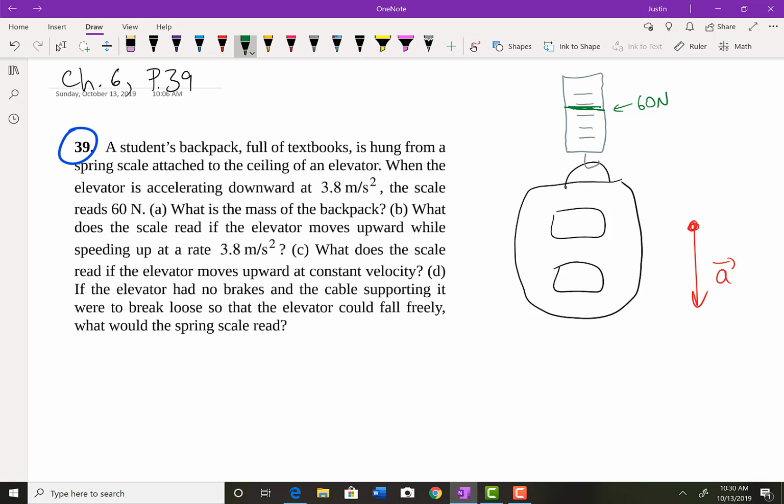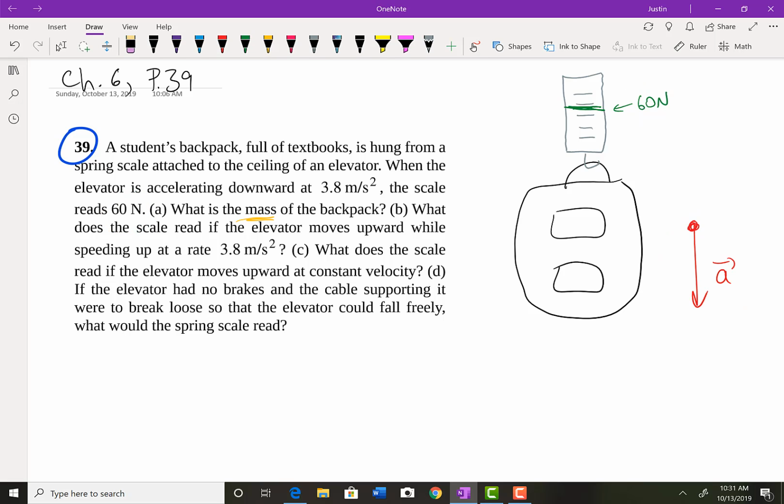So let's just read this really quickly. It says a student's backpack full of textbooks is hung from a spring scale attached to the ceiling of an elevator when the elevator is accelerating downward at 3.8 meters per second squared. The scale reads 60 newtons. So I got the scale reading 60 newtons right here, my acceleration pointing down. What is the mass of the backpack? So now we're going to try to find the mass of the backpack.